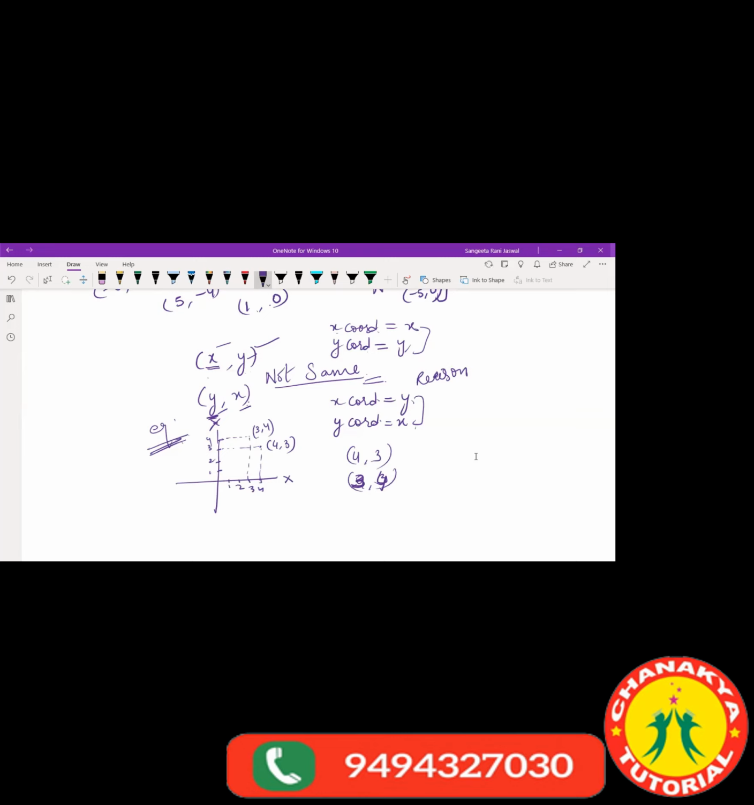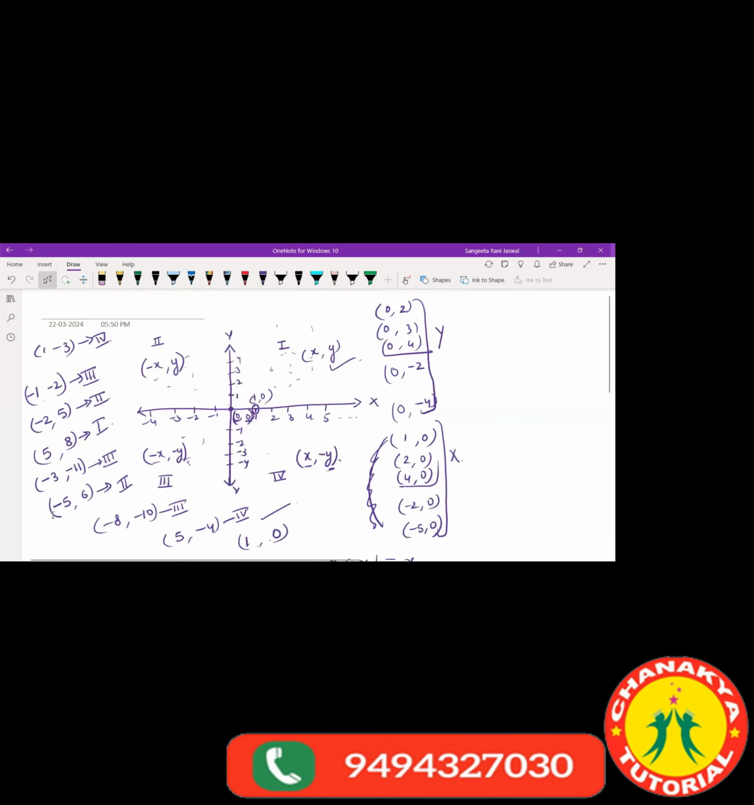Then we studied the location of points in the quadrants, which you all said yesterday. We found so many points and located them inside the quadrants and also on the number line.